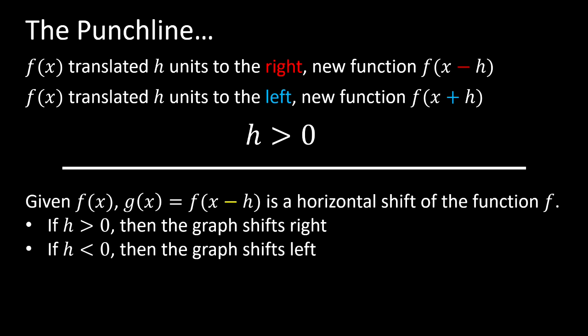Even more generally, we can say, given a function f, a new function g of x is equal to f of x minus h, where h is a constant, is a horizontal shift of the function f. If h is positive, the graph will shift right. If h is negative, the graph will shift left.